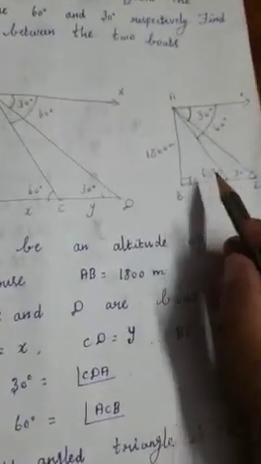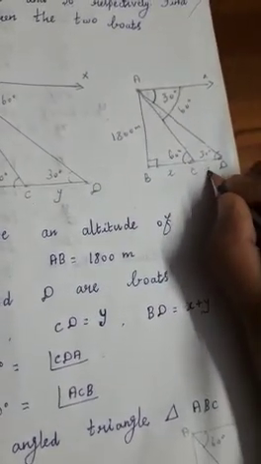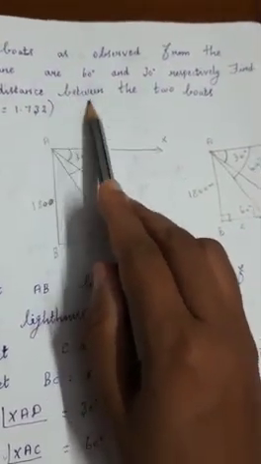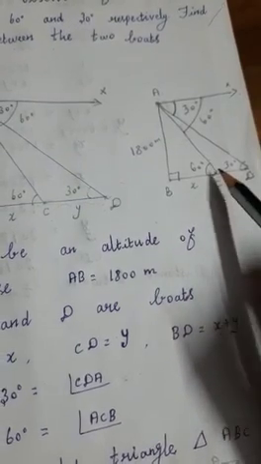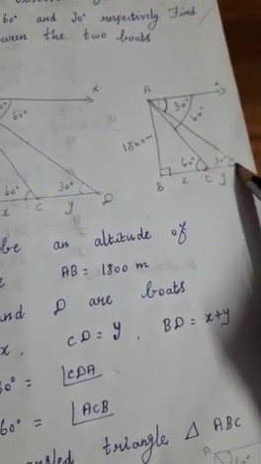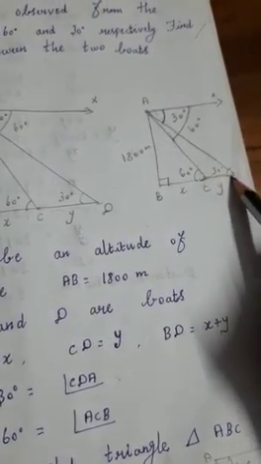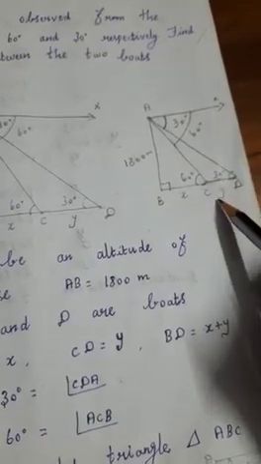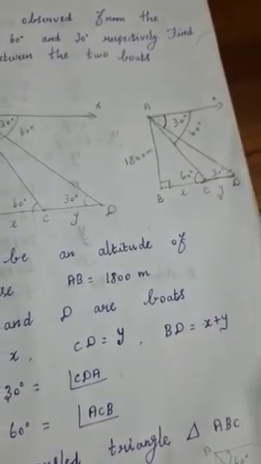Next, this distance you can consider as X, and this distance as Y. In our question they have asked to find out the distance between the two boats. One boat is at point C, another boat at point D. So this distance from this boat to this boat is what they have asked to find out. That means CD, which we have taken as Y. So we need to find the Y value only.